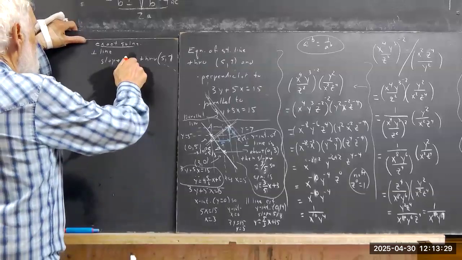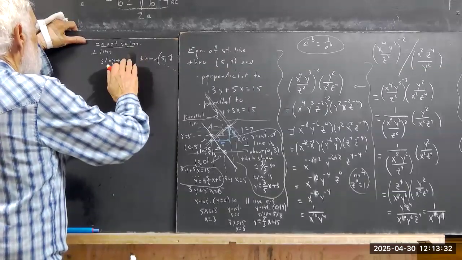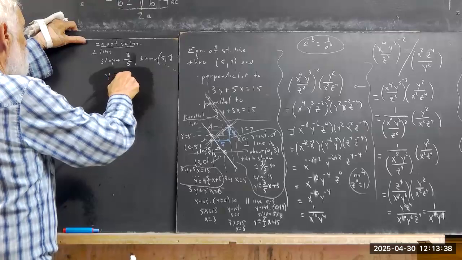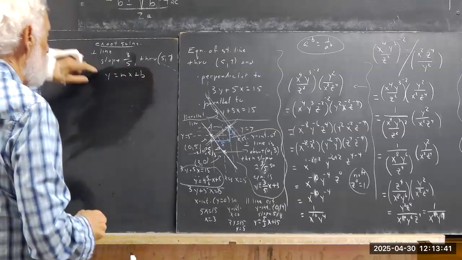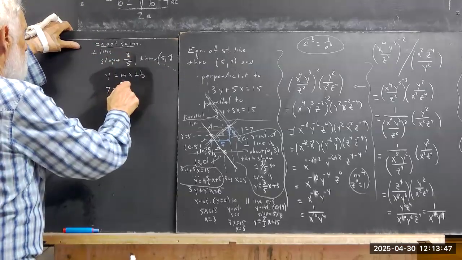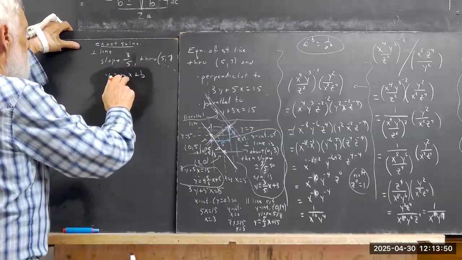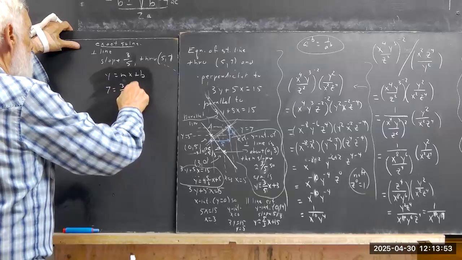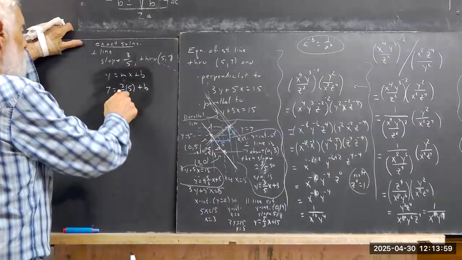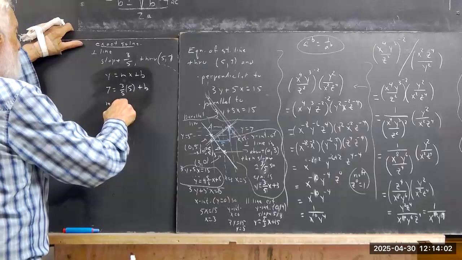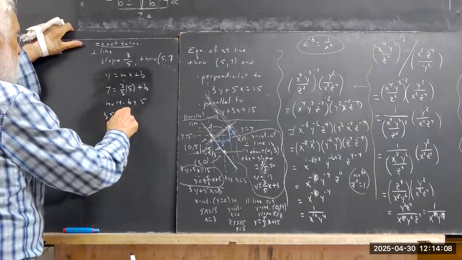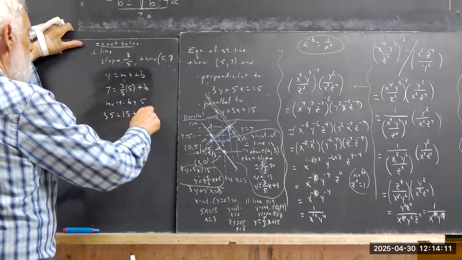Okay, slope is 3/5 through this point. y equals mx plus b. Replace y with the y coordinate, which is 7. Replace m with the slope, which is 3/5. Replace x with 5. There we have it. And now we do just what we did previously. We multiply both sides by 5, and we get 35 equals 15 plus 5b.